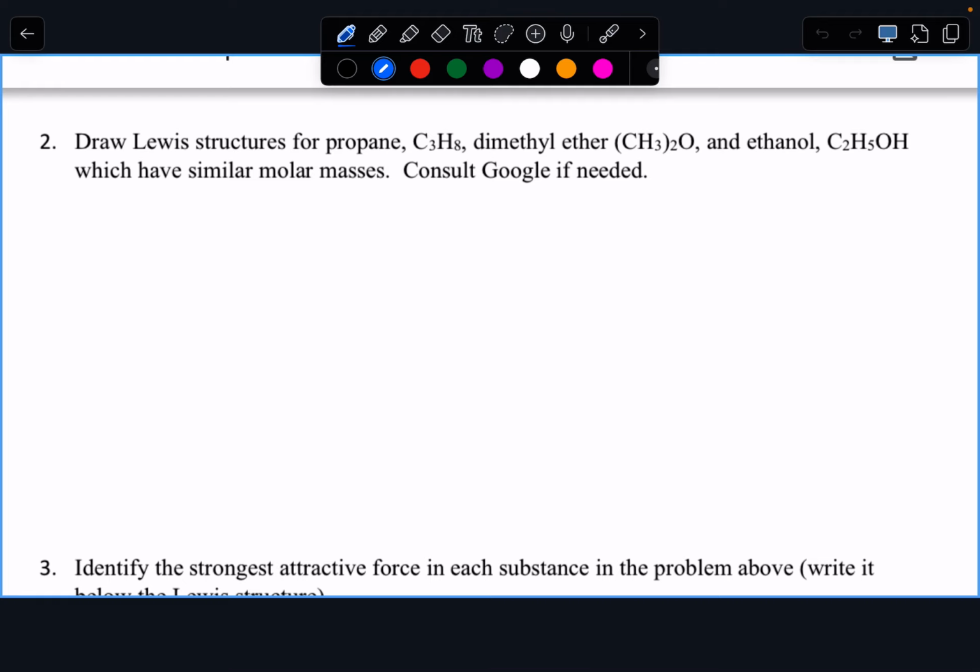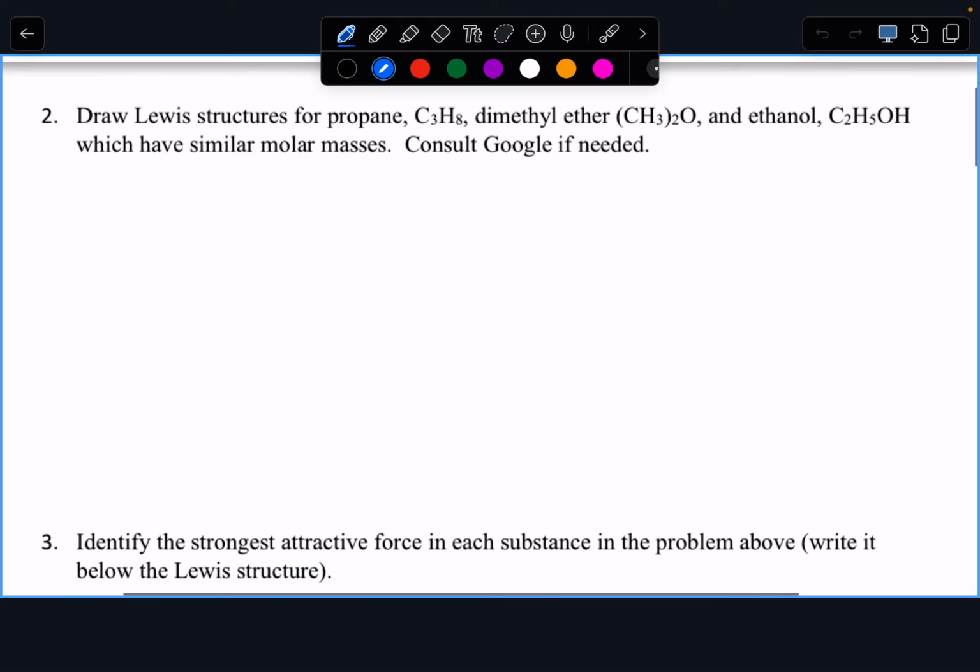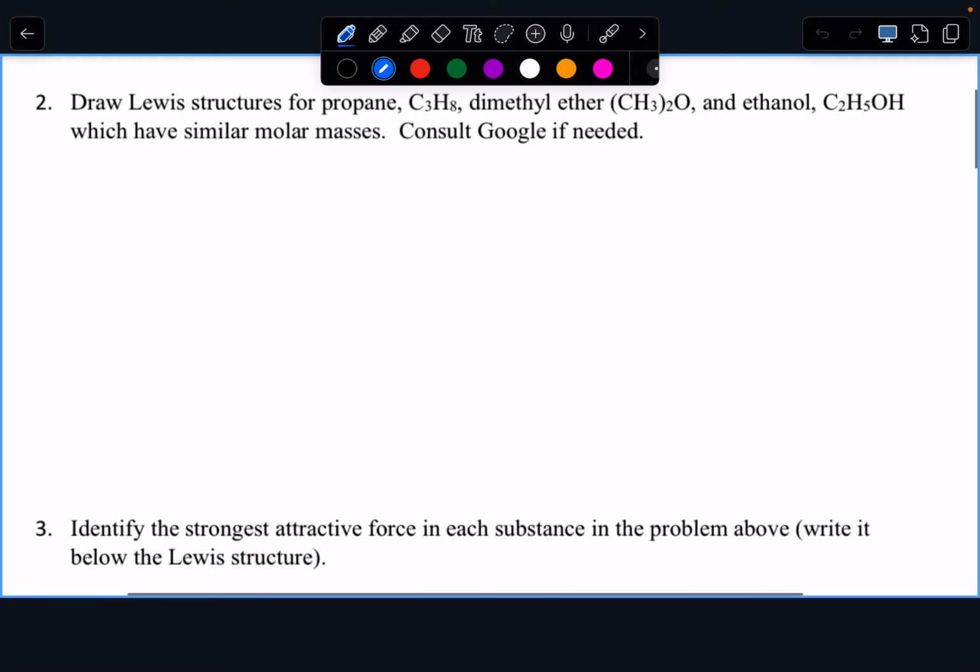All right, we'll just do these practice problems that I have then. If needed, go ahead and draw Lewis structures for each of these. In fact, it might be a good practice. Do it if you feel like you need it. And then you are going to identify the strongest attractive force, meaning intermolecular force, in each of those substances.